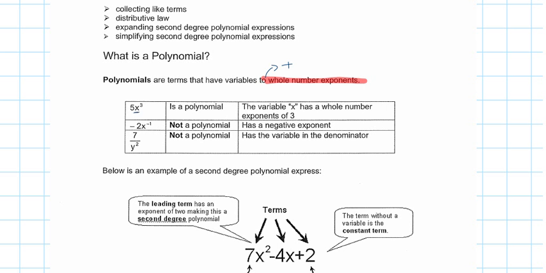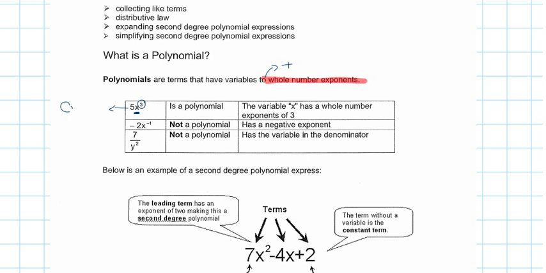So when I look at 5x cubed, for example, that's my variable. It's right here. And the exponent on the variable is 3. 3 is a positive whole number. Do you guys agree with me? Right? So I can say that this term is a polynomial because the variable x has a positive whole number exponent. Okay? That number that comes before the x, we call that coefficient. We've talked about coefficients before. Right? So I have the coefficient, which is 5. I have the variable, which is x. And I have the exponent, which is 3. And the exponent is a positive exponent.